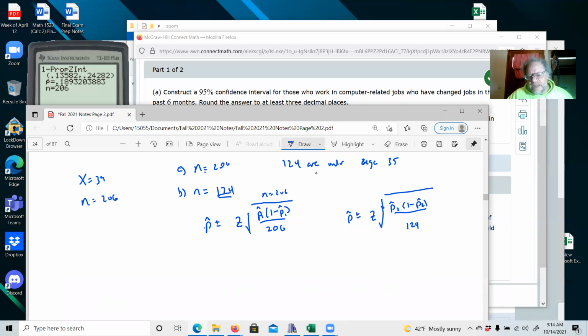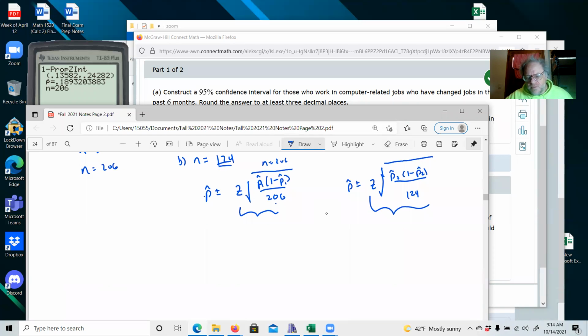And they want to know what's happening to your margin of error. What is happening to this whole thing? If I go from 206 to 124, is it going to be a bigger number or a smaller number? Don't worry about the rest of this stuff in here. We're just going to worry about the effect of having fewer people in our sample. If I have fewer people in the sample, I have to account for more variability, so my margin of error should go up.